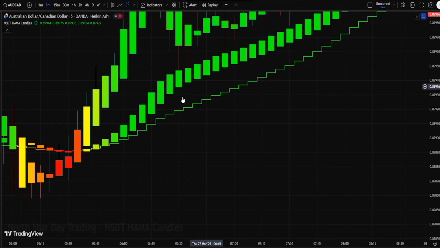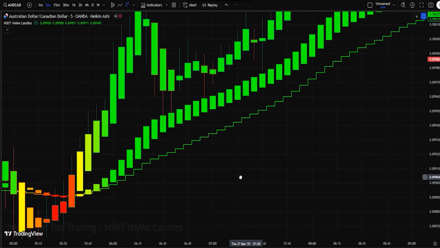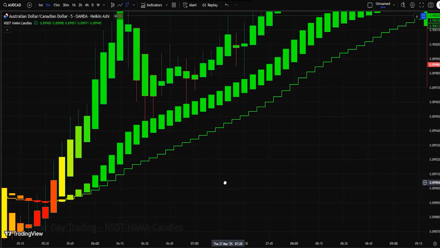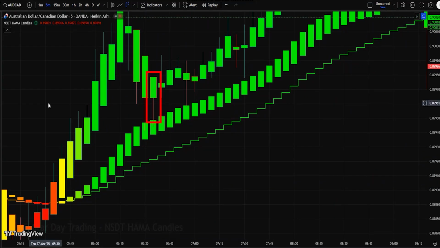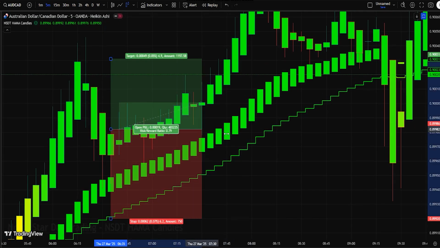Let's look at another example. The price breaks the MA line from below, and both the candles and the MA line change color, first to orange and then to green. Now we can enter a long position after confirming the candlestick patterns. For example, here a pin bar candle has formed, so we enter just above this candle. The stop loss is placed behind the MA line, and the take profit is set at 1.5 times the stop loss.